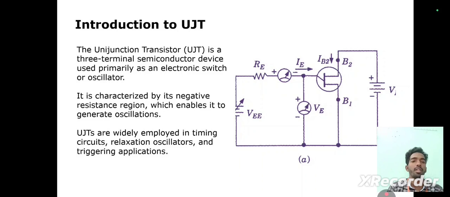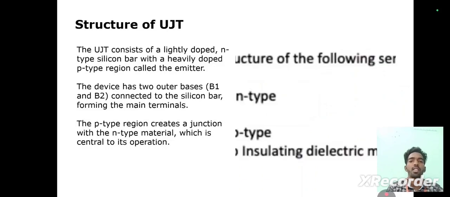Here you see the circuit diagram also. In the circuit, B2 and B1 are the bases, and VE and a resistance are shown. Structure of UJT.